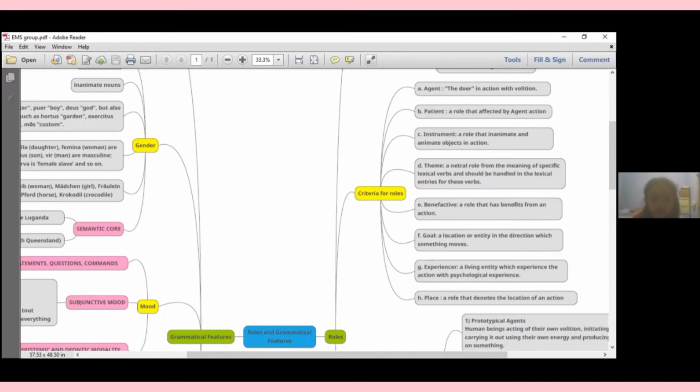Next is the experiencer, a living entity which experiences the action with psychological experience. Next and the last one is place, a role that denotes the location of an action. Let's have some examples. Hartfield's house in Surrey. Indra is in his home. Okay, so the next material will be explained by Saidatul.